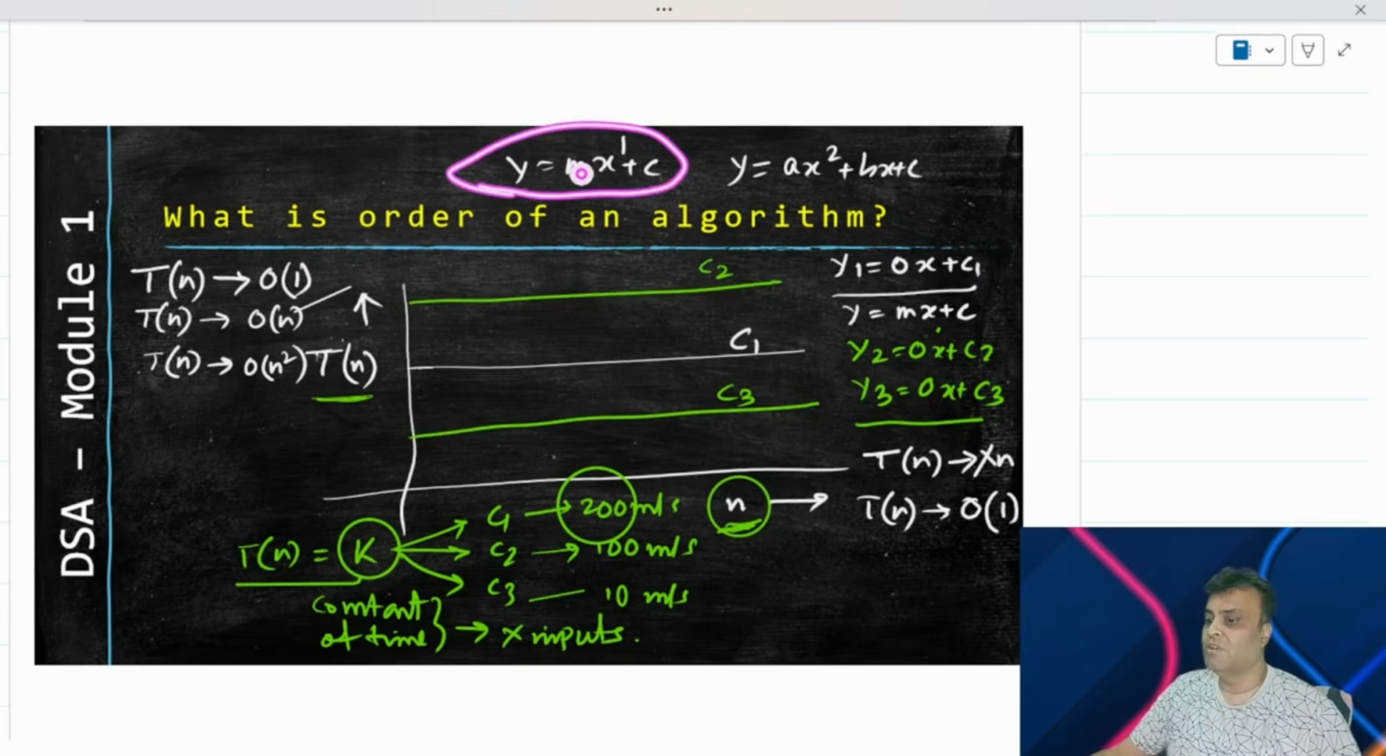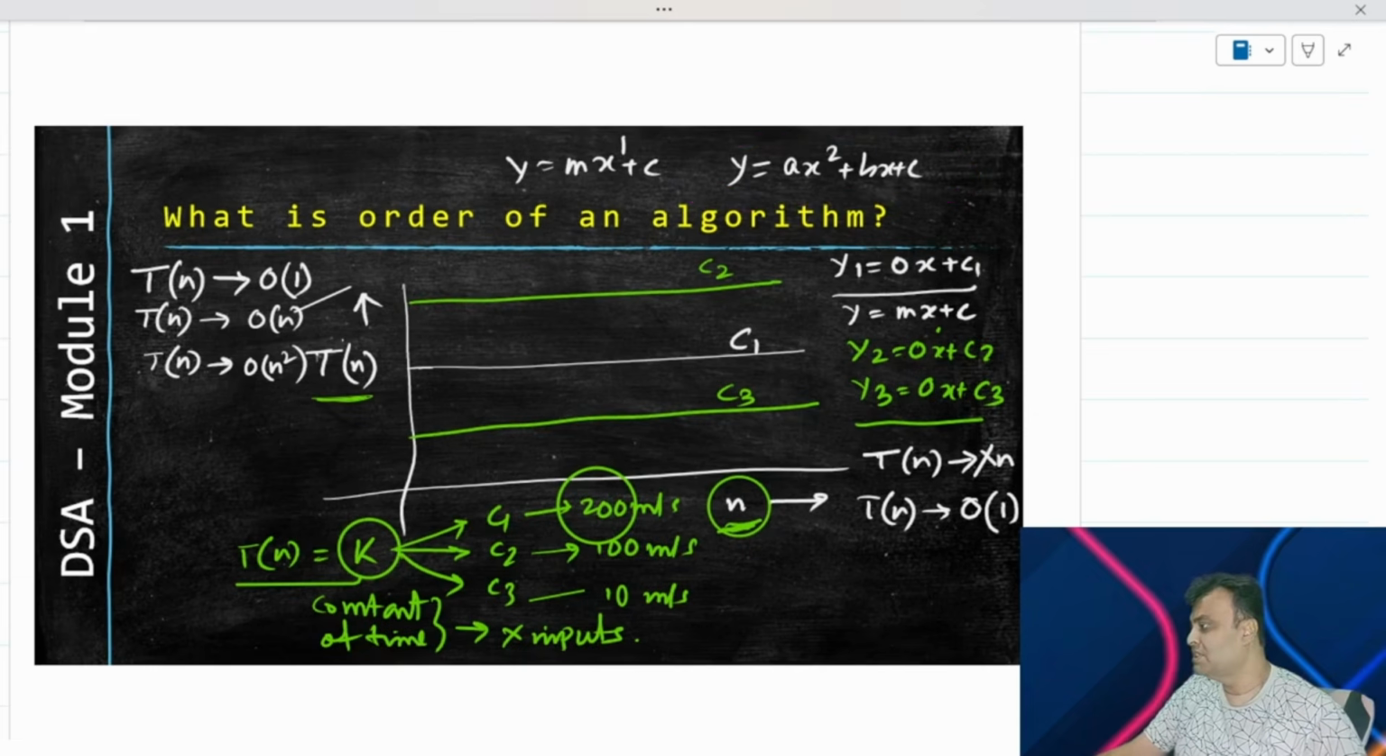Sometimes I will represent y equal to mx plus c. Sometimes I will represent y equal to ax square plus bx plus c. Sometimes I can represent some other complexity classes. And we will go through all these classes in this particular lecture. But for now, I think I have established that an algorithm has primarily two classes: one is a constant class, which doesn't change with the input, and another is the class where it changes in different manners of asymptotic polynomials, right?